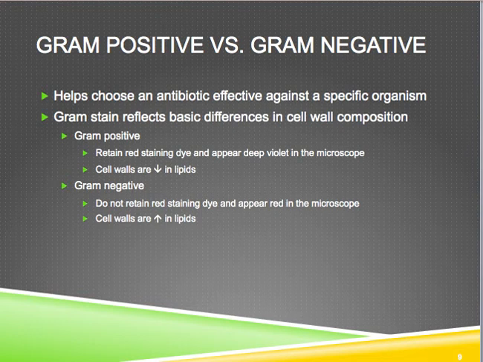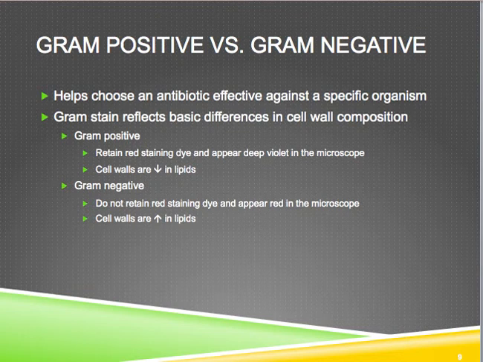Gram positive versus gram negative. Knowing whether an organism is gram positive or gram negative will help to guide your decisions in picking an antibiotic. The terms gram positive and gram negative refer to the way a cell stains with a staining dye. Gram positives retain the dye and appear deep violet under the microscope, and gram negative organisms don't retain the dye and they appear kind of red under the microscope.